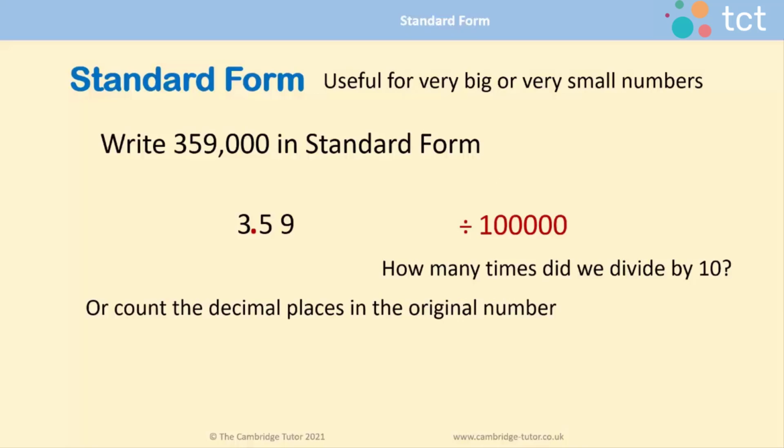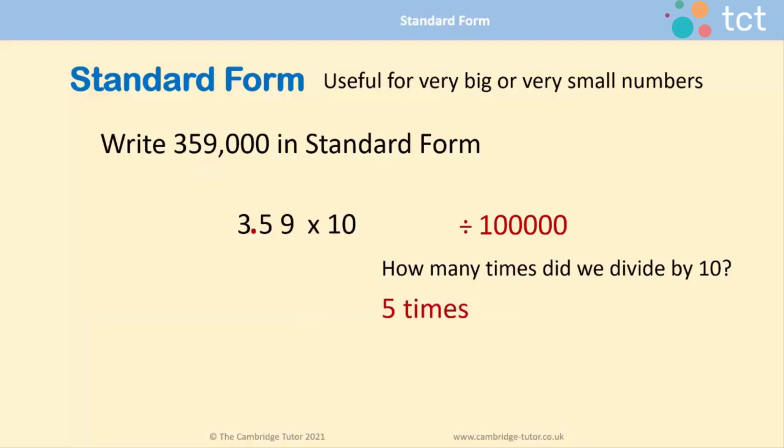Or again, you could just count the decimal places in the original number. 1, 2, 3, 4, 5, until that decimal point is just after the 3. To get to 3.59, we divided by so many lots of 10. The person who has the number in standard form has to take it back to the ordinary number, so they're going to do the opposite. We divided by 10 5 times, so they're going to multiply by 10 to the power of 5.